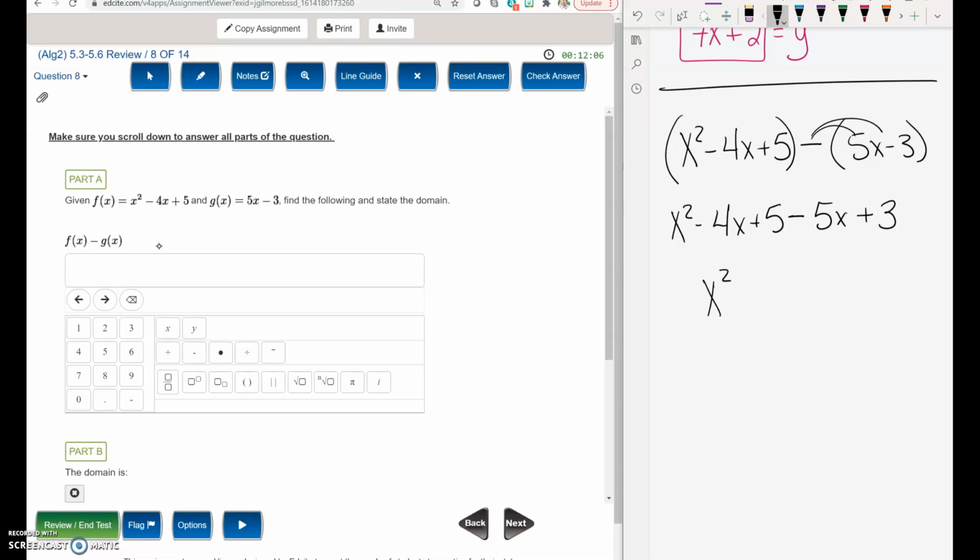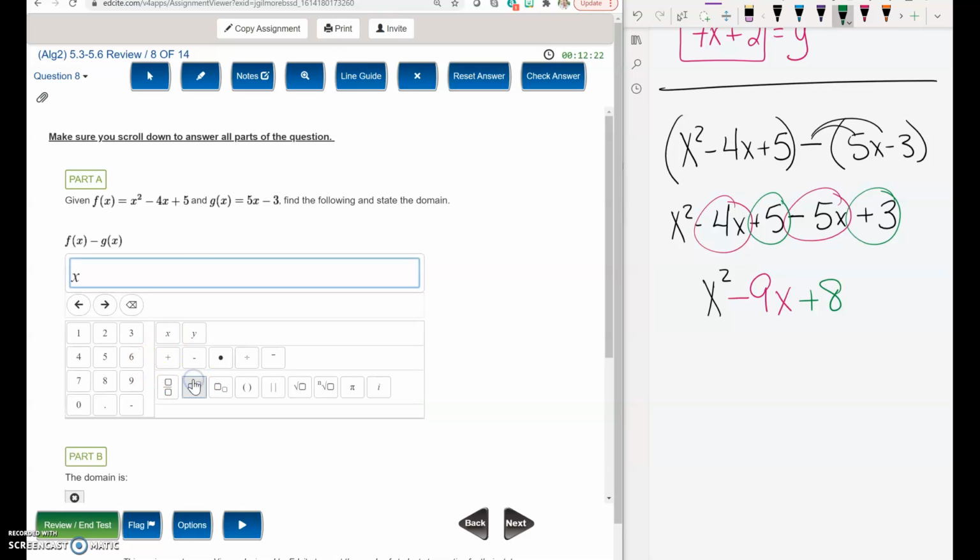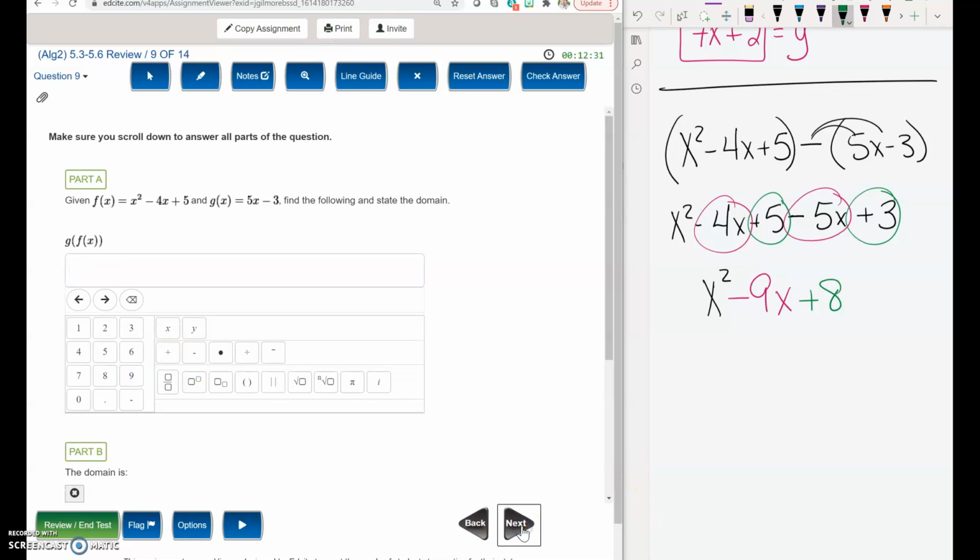Then you combine your like terms. Negative 4x and negative 5x gives us negative 9x. Positive 5 and positive 3 gives us positive 8. So our correct answer here, and you can use the buttons or your keyboard, is x squared, make sure you get out of the exponent, minus 9x plus 8.